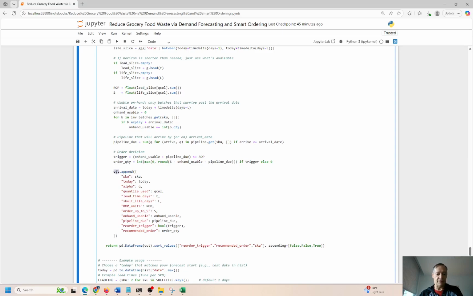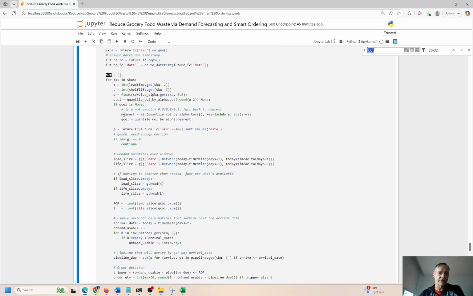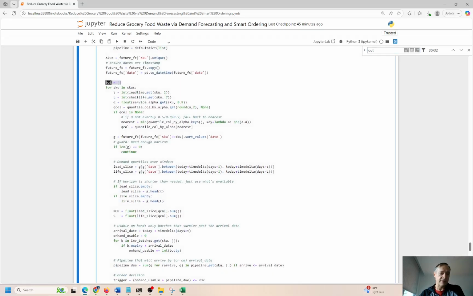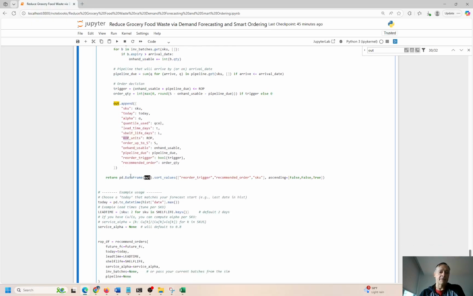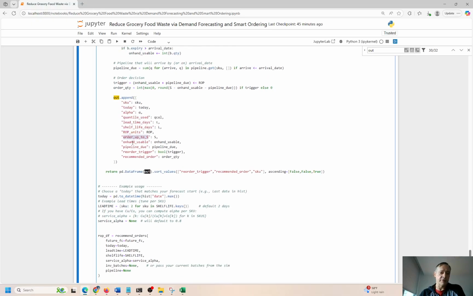We created a list over here. The list is coming from this, a square bracket. This is pretty standard way of doing all this stuff. If you watch my other videos, I do this all the time. So you do the analytics right here, do the append. We have the item in the grocery store today, alpha, quantile used, so on and so forth. This is repurchase, right? Reorder point, and order up to this number of units, reorder trigger, and any kind of recommended order. Okay, so I'm going to go ahead and run this, Control Enter to run.